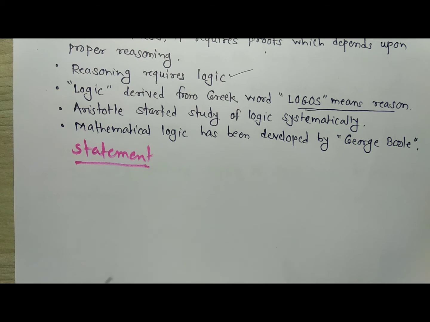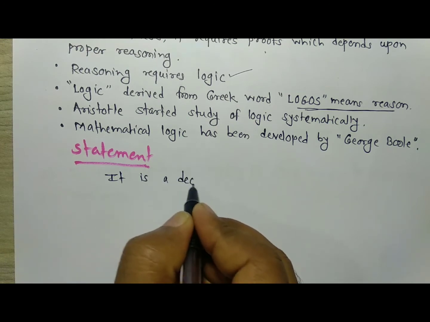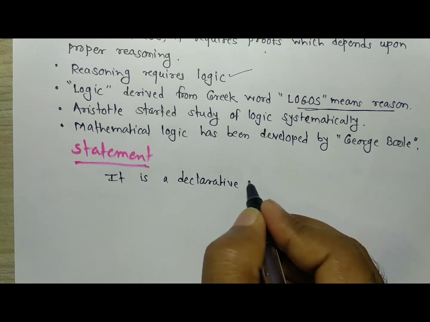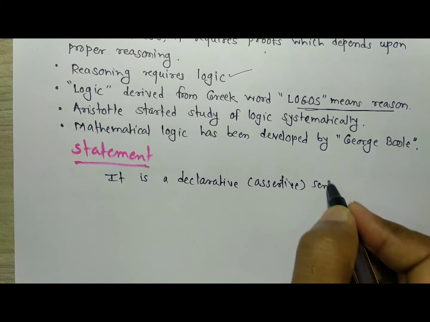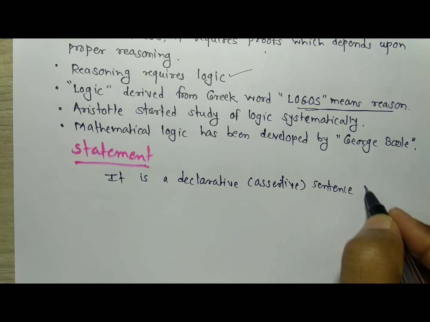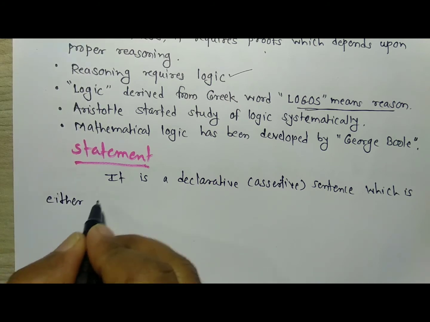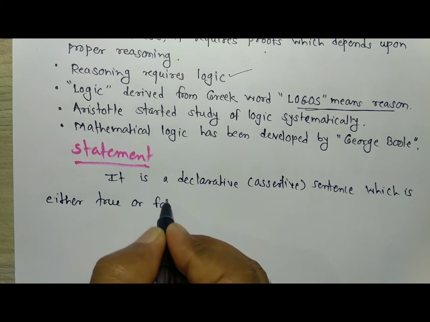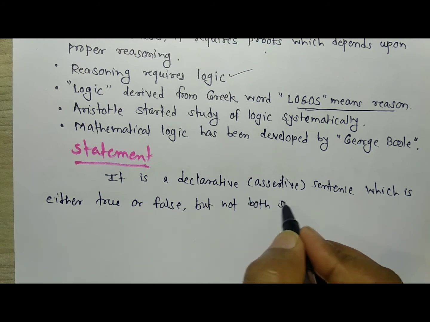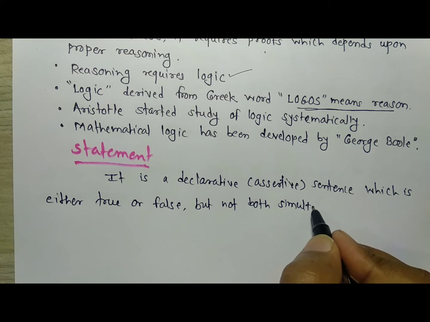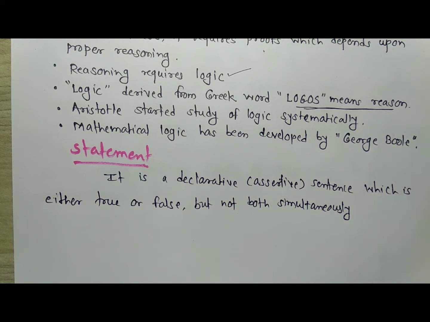Inside reasoning, first of all, we have to begin with the statement. A statement is a declarative, that means assertive, sentence which is either true or false, but not both simultaneously. What does it mean? First of all, we have to think about what a statement is.